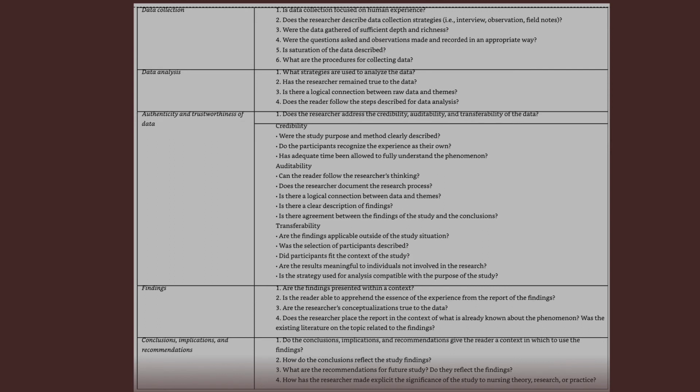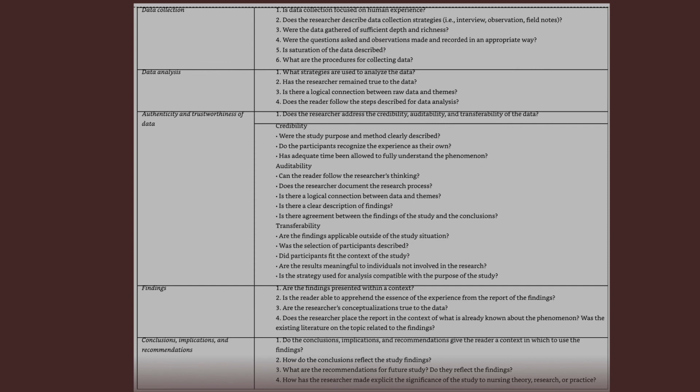And then most likely you're going to see something about recording it, and you're going to see something about how those recordings were transcribed, and then probably something about the types of tools they use to identify the themes. In your data analysis, what strategies were used to analyze the data? Has the researcher remained true to the data?